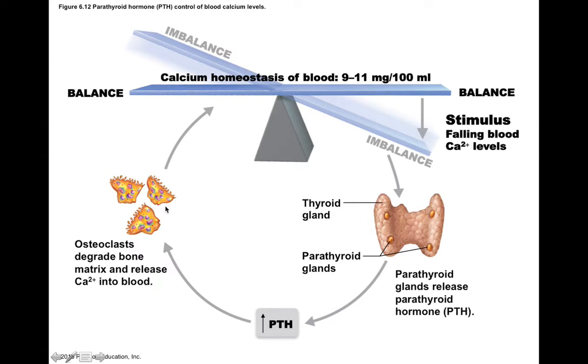Once these osteoclasts are more active, they can resorb more bone, break down the matrix, release that calcium into your blood, and then get your blood calcium levels back up. Once calcium homeostasis is returned to normal physiological limits, then we find that parathyroid hormone release stops. So you stop stimulating osteoclasts.